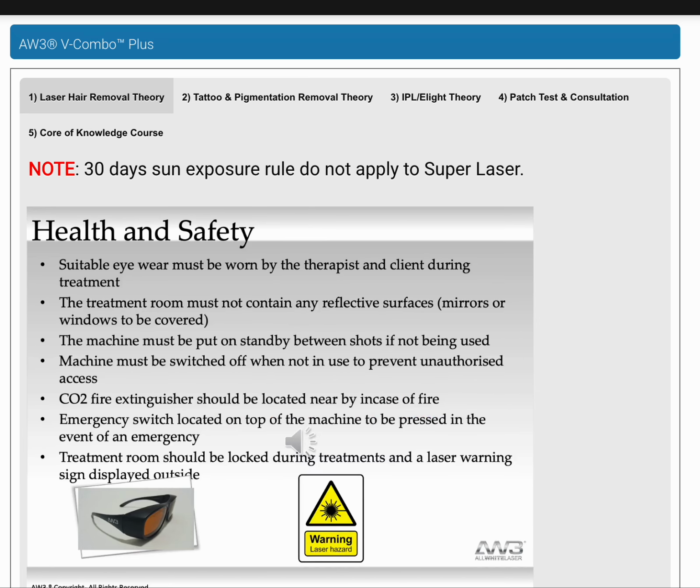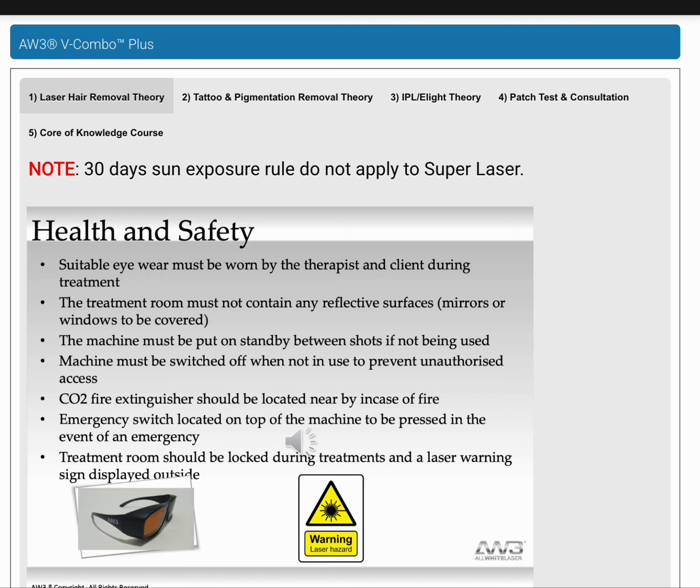Health and safety. We will now look at health and safety, which will apply to all treatments on the AW3 laser machine. Suitable eyewear must always be worn by the therapist and client during the treatment. The treatment room must not contain any reflective surfaces, mirrors or windows to be covered. The machine must be put on standby mode between shots if not being used to prevent unauthorized usage. Machine must be switched off when not in use to prevent unauthorized access.